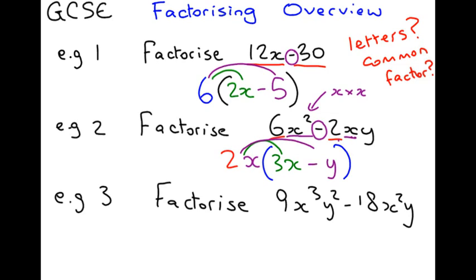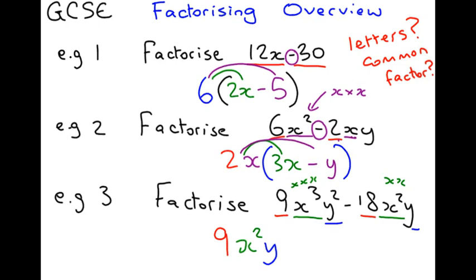Okay. Next one, looking for common letters. So here we've got x cubed, which you can think of as 3 x's times together. Here, x squared, 2 x's times together. Okay. So if you imagine this one, x, x, x, here, x, x. So what's common in both is 2 of the x's, which is x squared. Okay? And similarly for the y's, you've got y times y and just y, so y is common in them both. Looking at the numbers, the highest common factor of 9 and 18 is going to be 9.